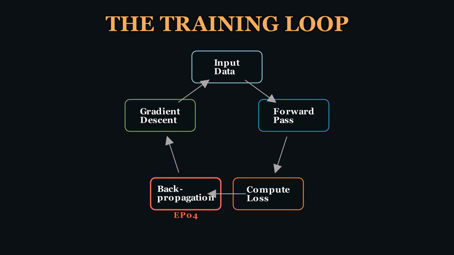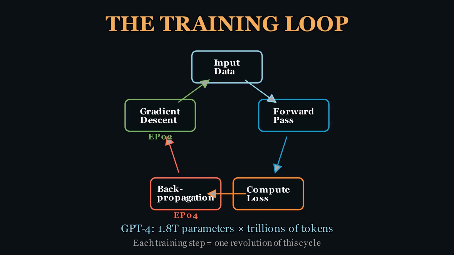This episode gave us step 4, backpropagation. It computes every gradient the network needs. Episode 2 gave us step 5, gradient descent. It takes the gradients that backpropagation computed and uses them to update every weight. And episode 3's Bayesian thinking appears here too. Weight decay, also called L2 regularization, is mathematically equivalent to placing a Gaussian prior on the weights. Bayes' theorem is hidden inside the update step. GPT-4 runs this loop on 1.8 trillion parameters, processing trillions of tokens. Every single training step is one revolution of this cycle.